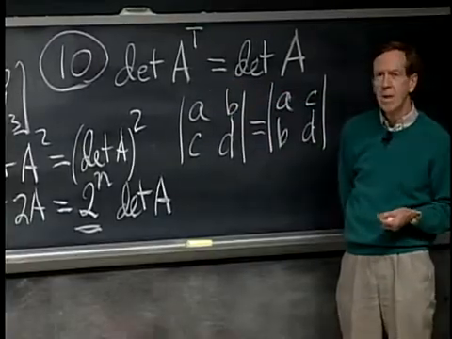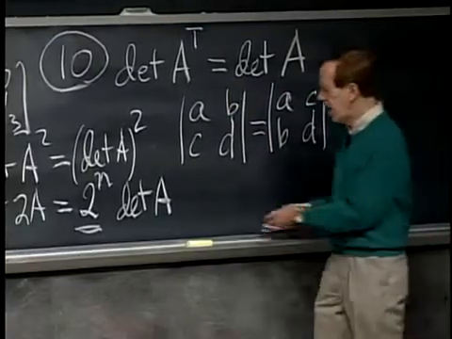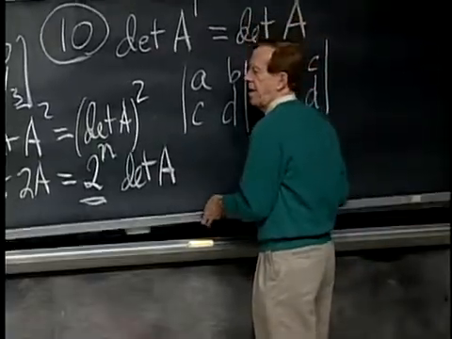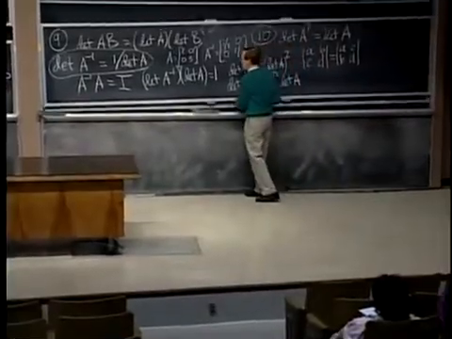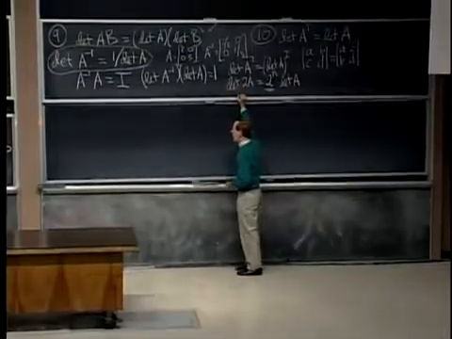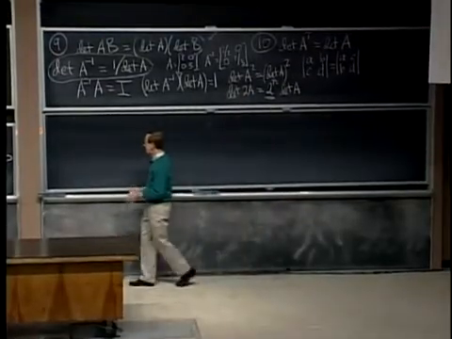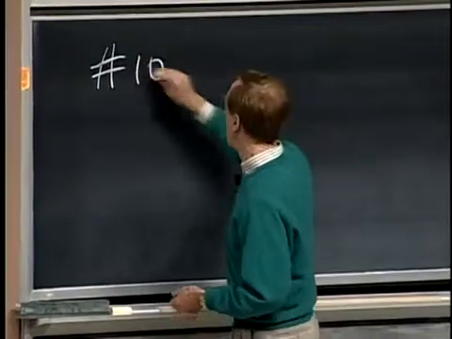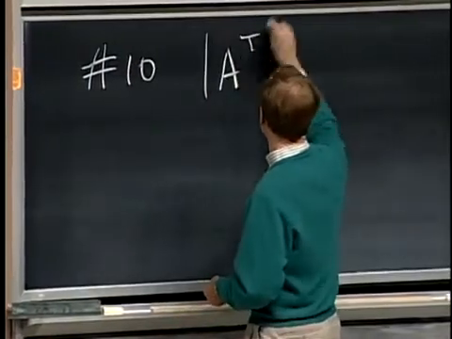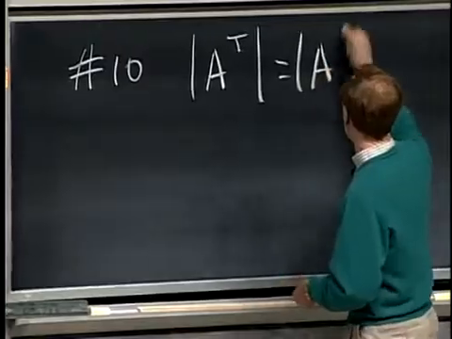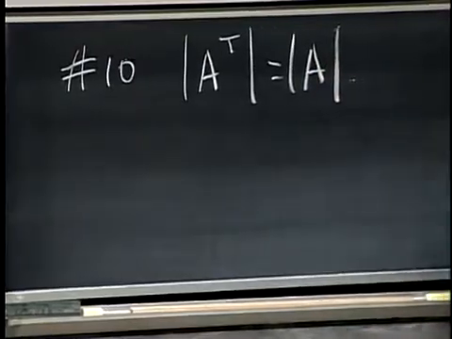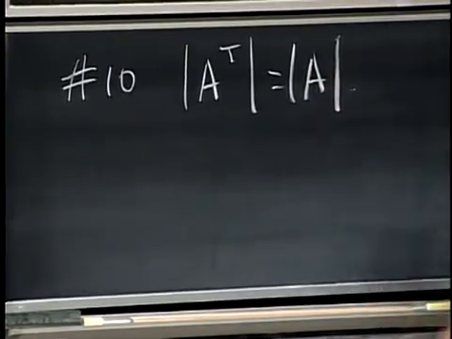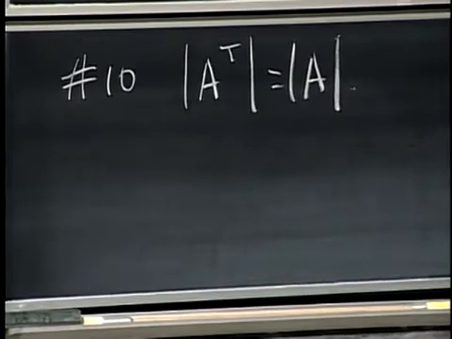Maybe it's worth seeing a quick proof of this number 10. A quick proof of number 10. Let me take this is number 10: A transpose equals A. Determinant of A transpose equals determinant of A. That's what I should have said. OK.